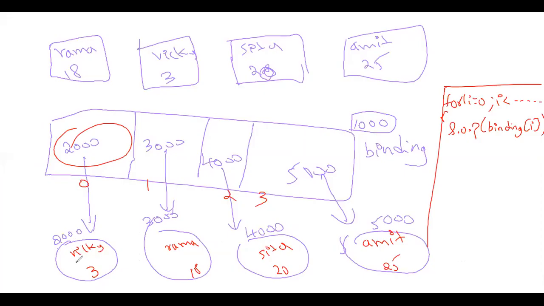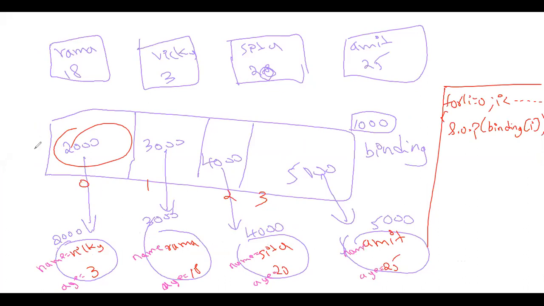I have not completely written this object in a proper manner, so let me write it properly. That is, wiki is nothing but name. Name is wiki, age is 3. So each and every object has these attributes called name and age. So here also it is name and it is age.